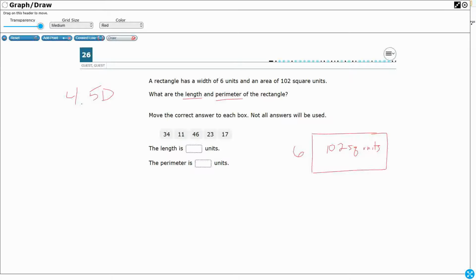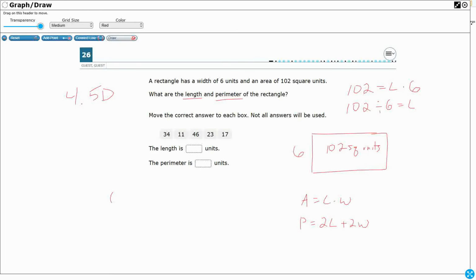Well, what do we know about the area? Area equals length times width, and then the perimeter is double the length plus double the width. Well, I've got the width. The width is 6. I don't know what the length is, but I do know what the area is. My area is 102, so I can say 102 equals length times my width of 6. So 6 times what makes 102? I can also write this as a fact family and think, well, 102 divided by 6 is going to equal my length, because that would be a related fact.